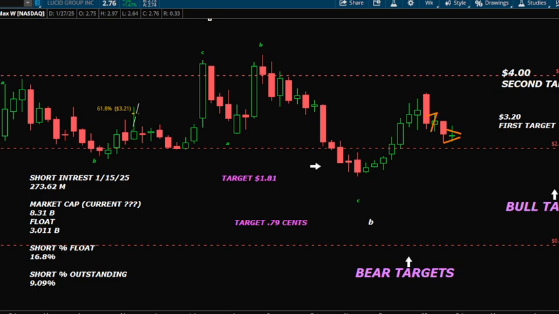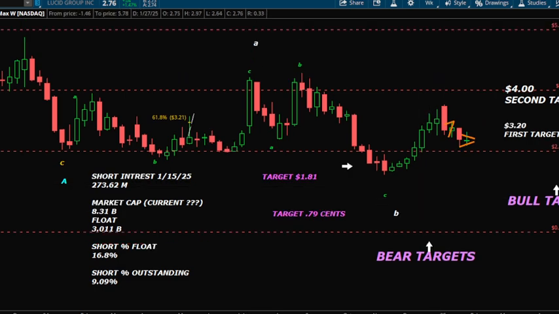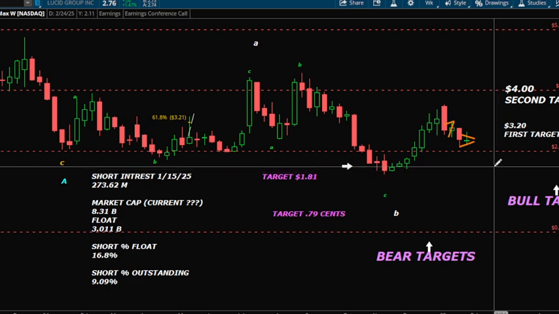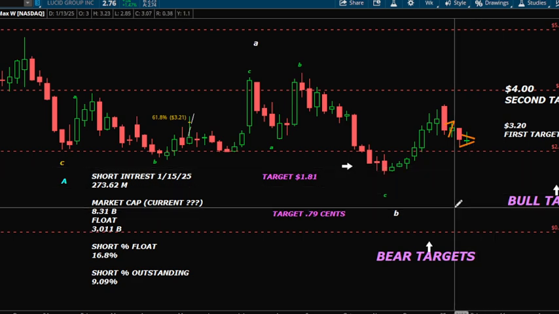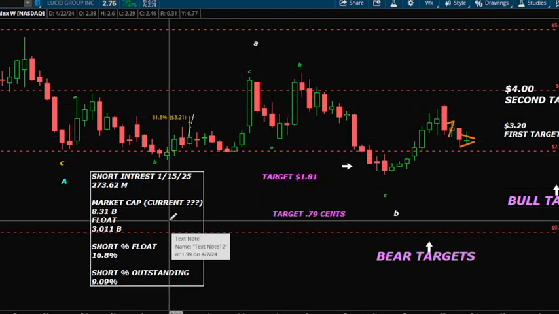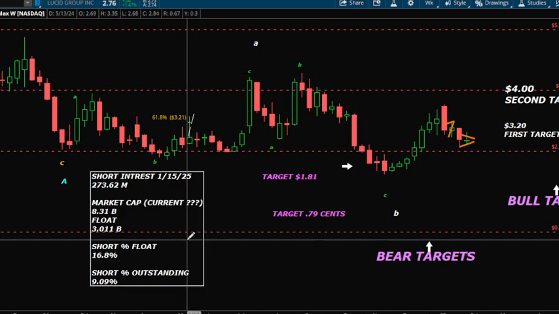Direction. So as I was analyzing it, I wanted to try to figure out a good bull case scenario. So I was interested in the short interest. Since it's a low cap, I expected it to be pretty high. And it is.